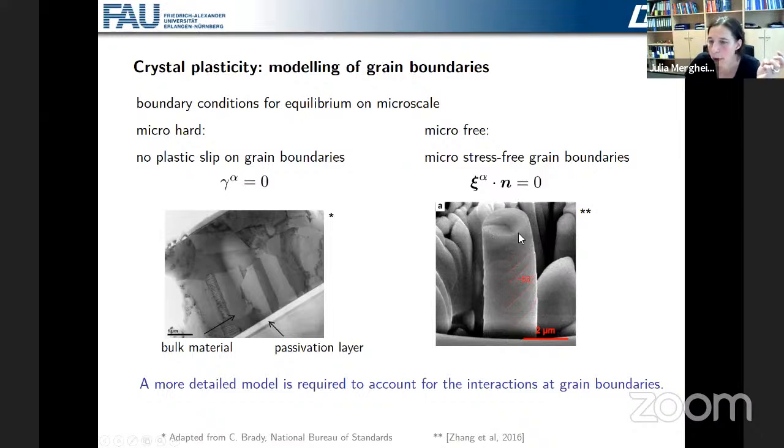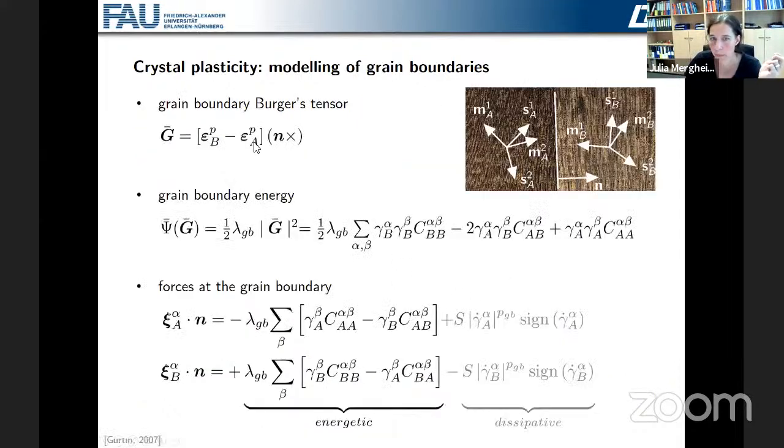So that would be, let's say, a situation where we have really a monocrystal like this one and no stresses on the boundary, which is actually not stiff enough. So therefore, we need a more detailed model, which is somewhere in between these two cases. And therefore, we introduce a grain boundary model, which actually depends on this Burgers tensor, which is the jump of the plastic strains over the grain boundary. And then we introduce here a certain factor.